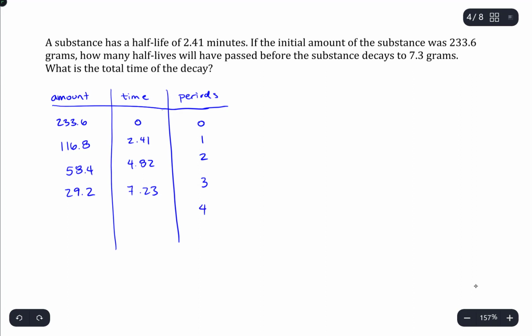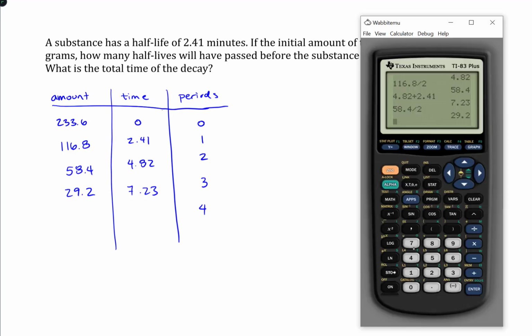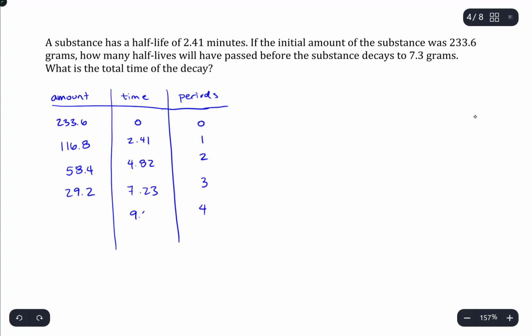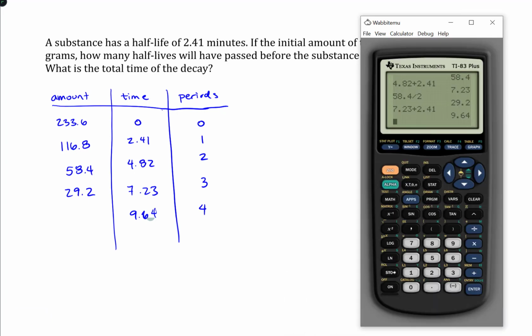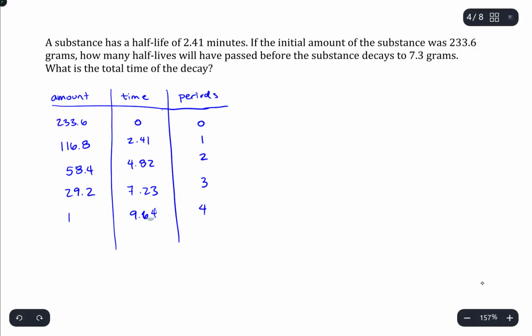All right, another period passes. So 7.23 plus 2.41 puts us at 9.64 minutes. And 29.2 divided by 2 is 14.6.